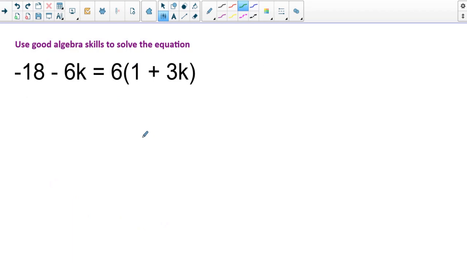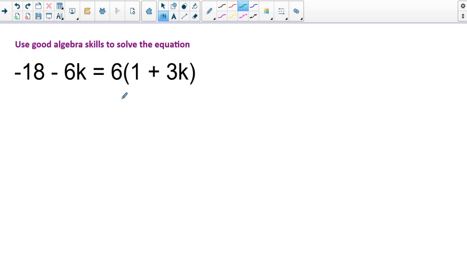All right, this one is a little bit more difficult. Right away, I notice there are two ways I could go about this. I've got 6 times all this. I could divide both sides by 6. I could also distribute the 6 through the parentheses. Either way, I'm going to end up with the same answer. So let's try to do this the easiest way possible and distribute that 6.